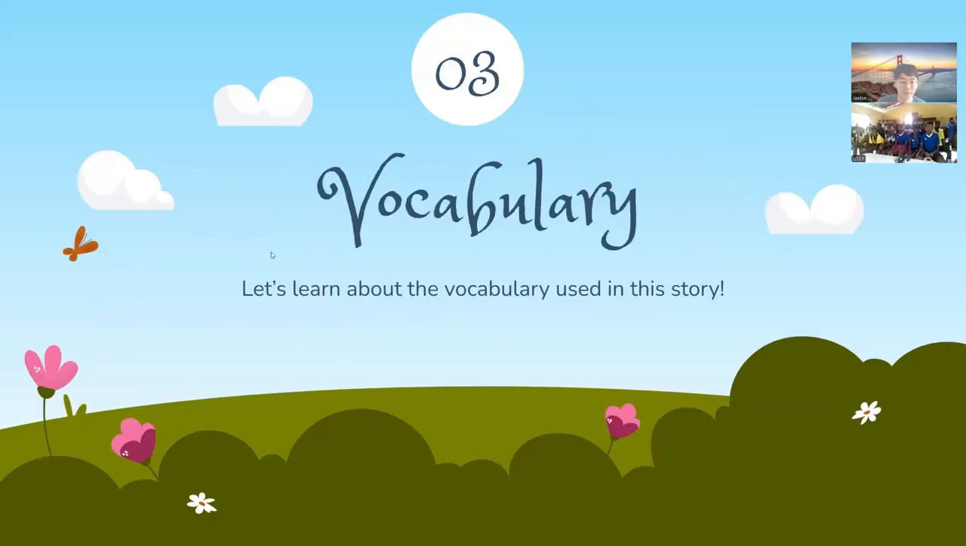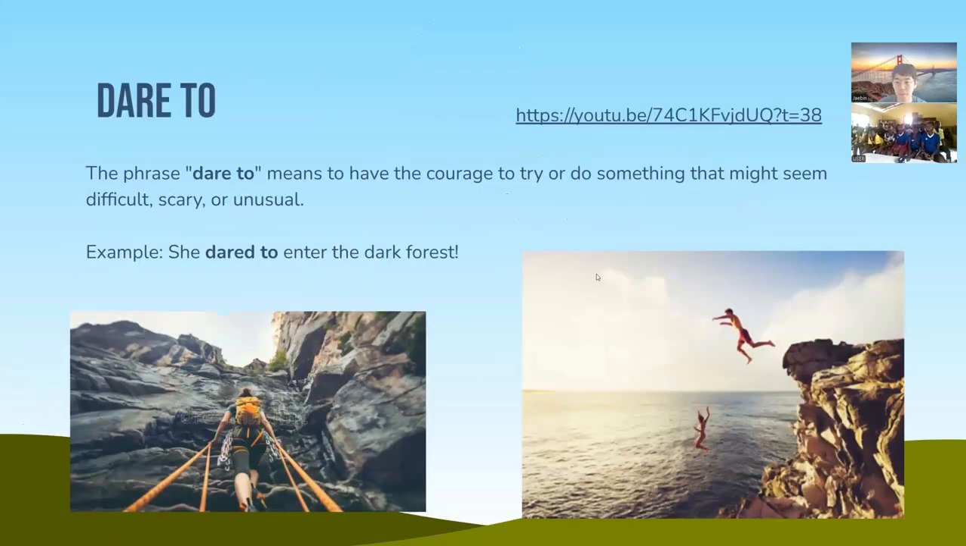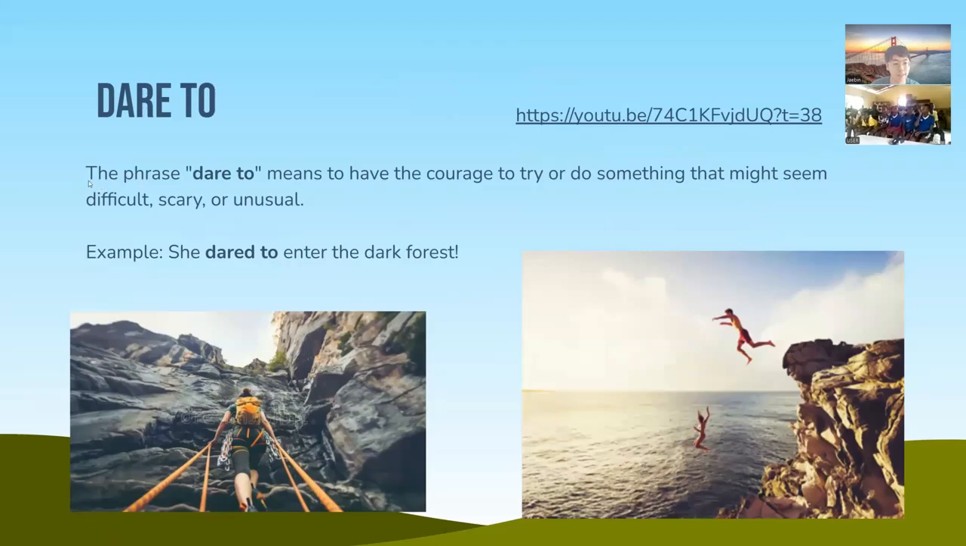But now we're going to be going over some vocabulary words. So let's learn more about the vocabulary used in the story. The first phrase is dare to. The phrase dare to means to have the courage to try or do something that might seem difficult, scary, or unusual. For example, she dared to enter the dark forest. The dark forest seems very scary, but this person dared to enter it.